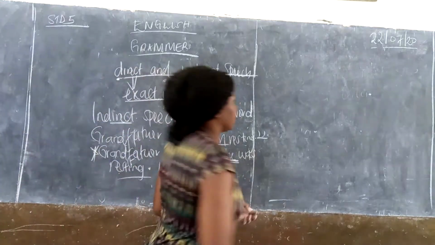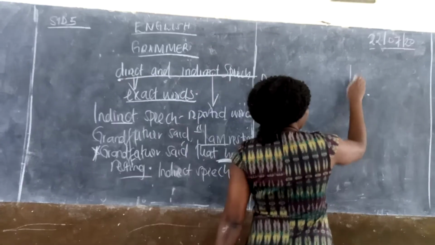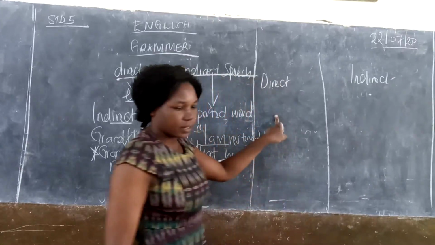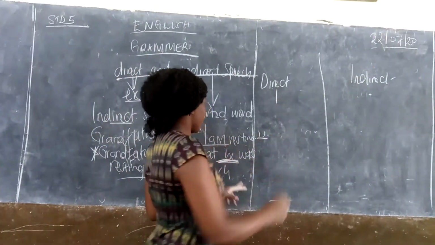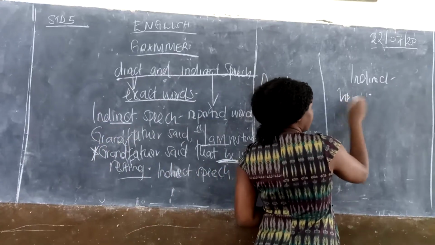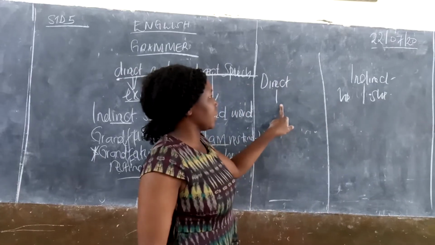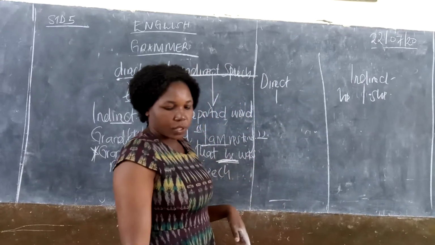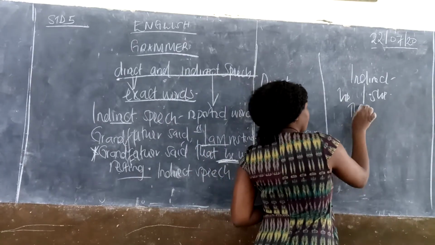So let's see some of the words. Here is direct. Here we have indirect. Which ones can change while you are reporting? Example, here we have I. I will be he or she, it depends. I am resting, he is resting, or she is resting. Then we have we. We becomes they while you are reporting.